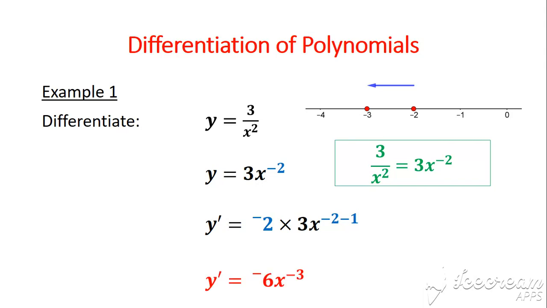So our y dash, our derivative, is equal to negative 6, because negative 2 times 3 makes negative 6, times x to the power of negative 3, because negative 2 take away 1 is negative 3. Now that's our derivative. Well, again, we're going to practice some algebra and tidy it back up. Because we moved it to the top and made it a negative, we're going to take the x to the minus 3 back to the bottom and make it an x to the power of 3 again. So y dash is equal to negative 6 divided by x cubed.